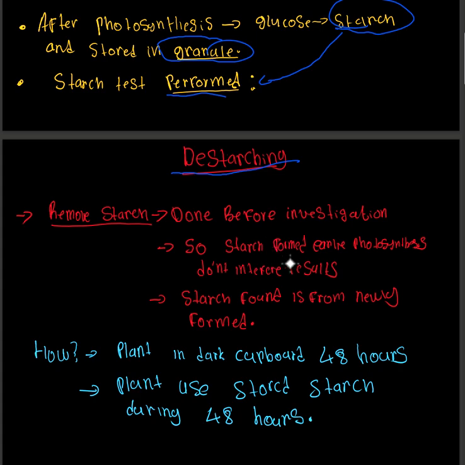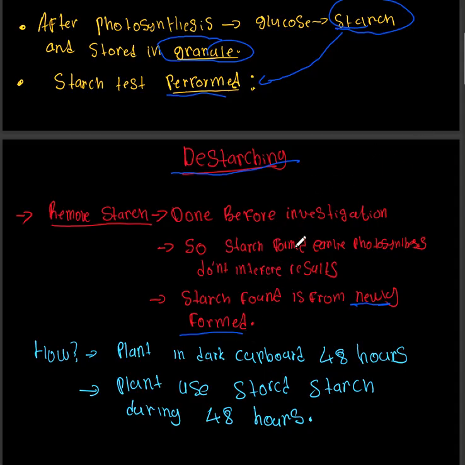So we must make sure that we remove all the starch that was formed before the experiment, so that it does not interfere with our results. The starch that we will be testing now will be the starch that was formed new, due to our investigation. We remove the old starch, and now we're testing the new starch that was formed due to our investigation, not due to the environmental factors.